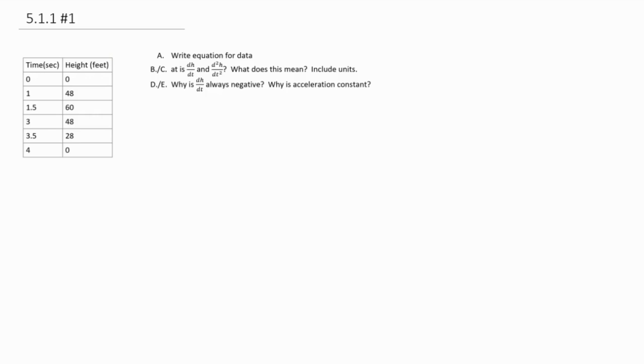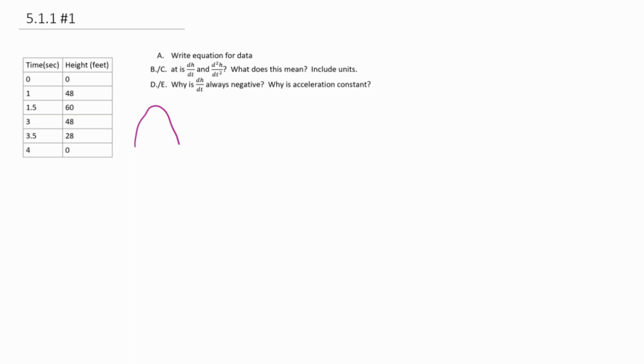Okay, so this problem was the spitwad problem. You were writing an equation for the data, and then you should realize that it is parabolic in nature because something's going up in the air and then it's falling back down. You can also figure that out by plotting the points. And then we're going to write an equation for the data.